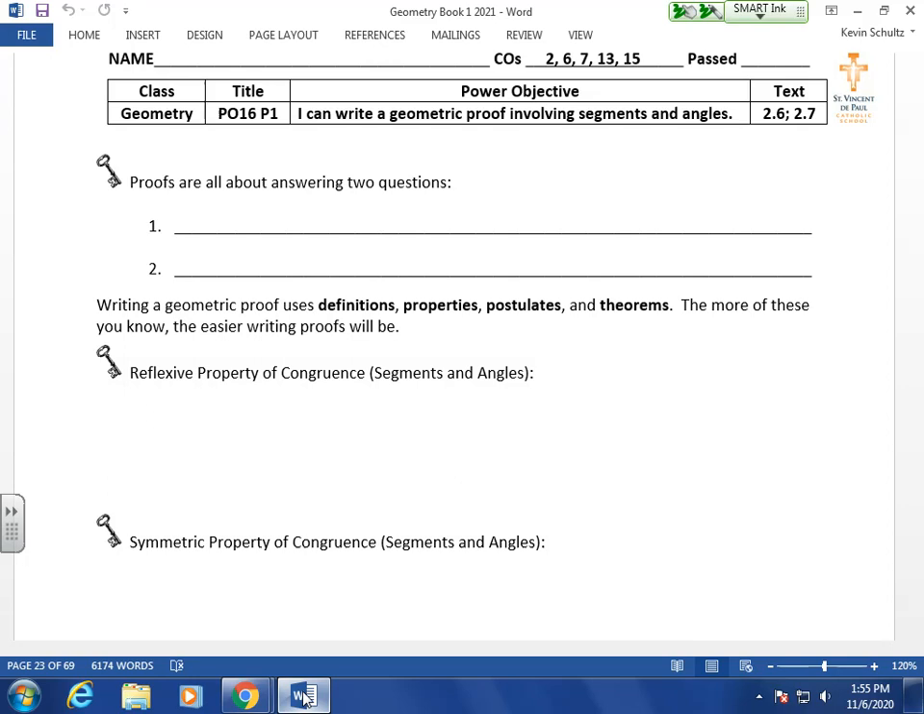And here we go. So proofs are really all about answering two questions. The first is, what do I know? You should approach every proof by looking at what it tells you. What in the diagram is marked? What's your given statement? What do you know?